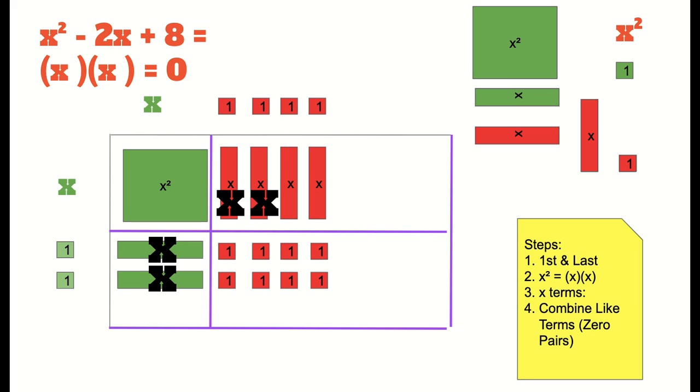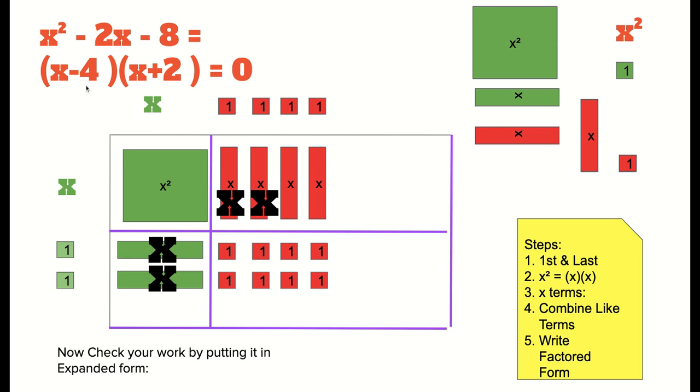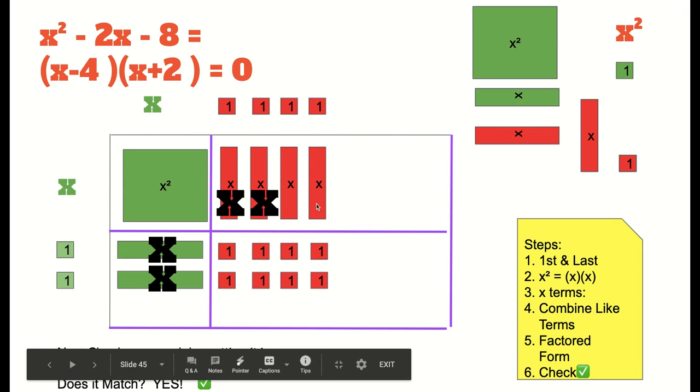Combine like terms. We're going to find all the 0 pairs. So we have 2 sets of 0 pairs. What do we have left after that? We have x squared minus 2x minus 8. Okay, so here is the factored form. X minus 4, x plus 2 equals 0. And that means that we have x squared minus 2x minus 8. That's our check.